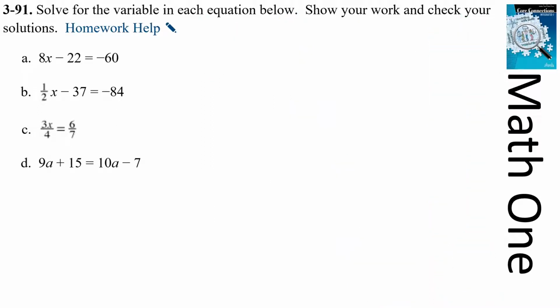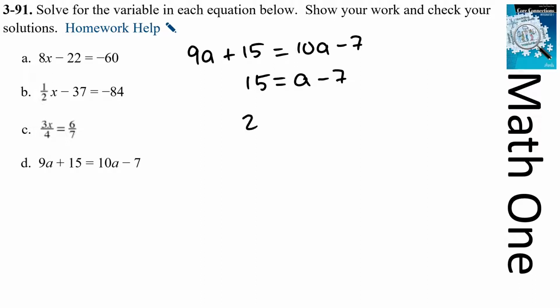The last question on this page, last part of this question, I've got 9 times a plus 15 equals 10 times a minus 7. If I subtract 9a from both sides, I have 15 equals a single a minus 7. And then I'm going to add 7 to both sides. 7 plus 15 is 22. So I have that a is equal to 22.